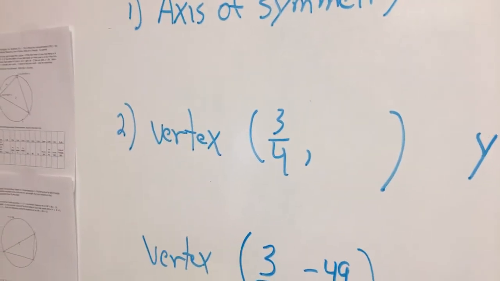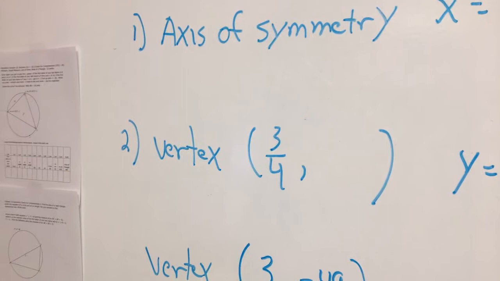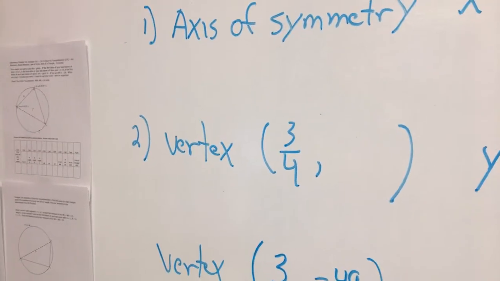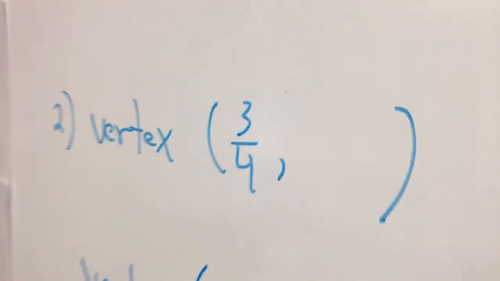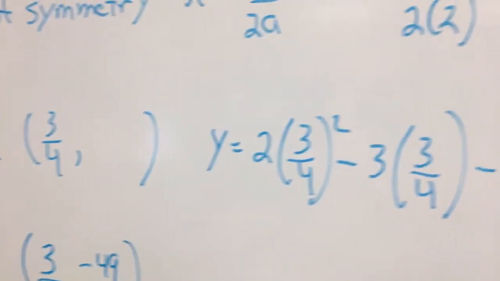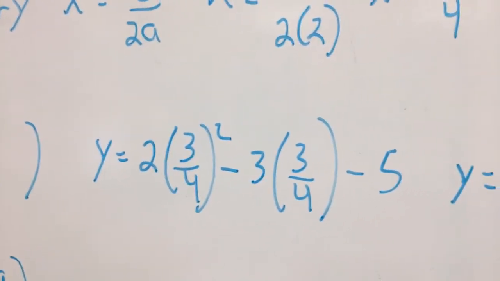Okay, the vertex. Remember, the vertex is on the axis of symmetry, so that x value from your axis of symmetry, that is the x value of the vertex. So how do you find the y value? That big fat space right there, that's the y value. We kind of need it. Well, remember, f of x and y are interchangeable. So take your 3/4 and plug it in for x.